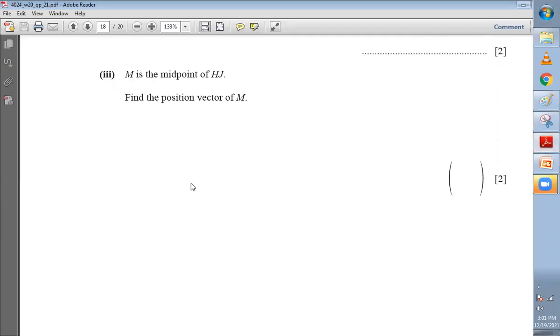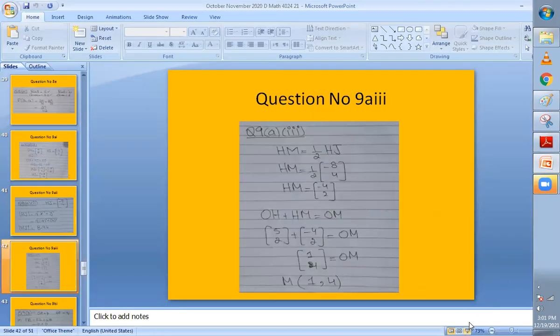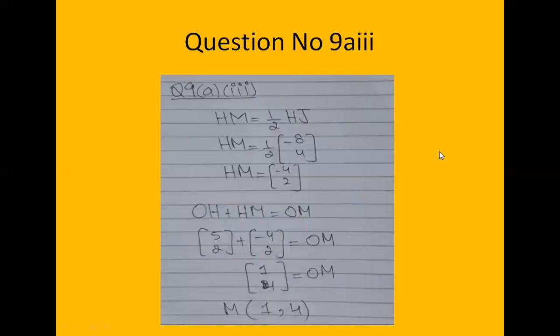Then their question is M is the midpoint of HJ, find the position vector of the M. Okay, so because M is the midpoint of HJ, HM will be equal to 1 by 2 of the HJ. So HM will be equal to 1 by 2 of the matrix (-8, 4). When 1 by 2 multiplies with minus 8, you will get minus 4. 1 by 2 multiplied with 4 gives you 2. So the HM is (-4, 2).